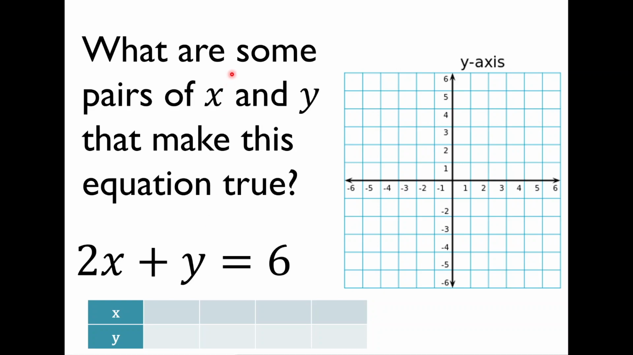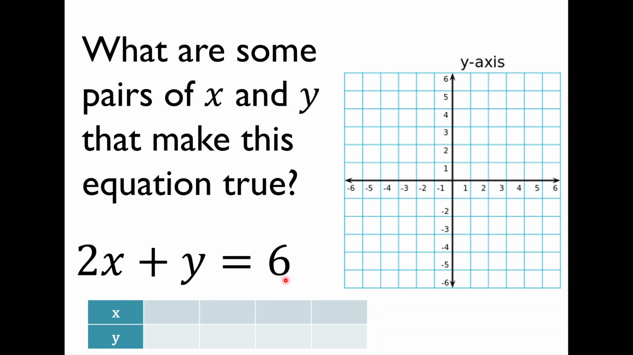What are some pairs of x and y that make this equation true? I have an equation here. We need to figure out some numbers for x and y that, when I substitute them in here, replace them, make the equation true. Have a think about it for a little bit.